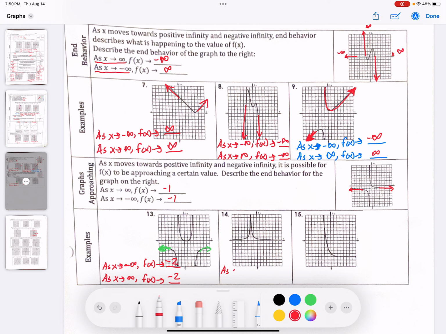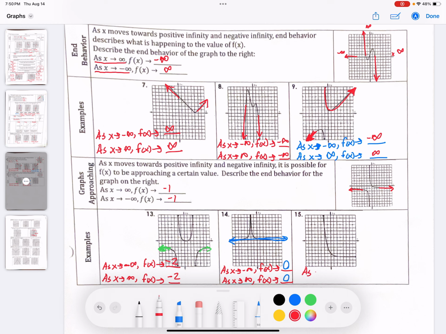Next one, as x approaches negative infinity, as x approaches positive infinity, f of x approaches blank. Okay. Let's change to blue. So as we go to the left, it's flattening out to about, let me see, I've got 0. So that's actually my x-axis that it's flattening out to right here. So I've got 0, okay? And then when we look in the right direction, it's doing the same thing. So they both flatten out to 0.